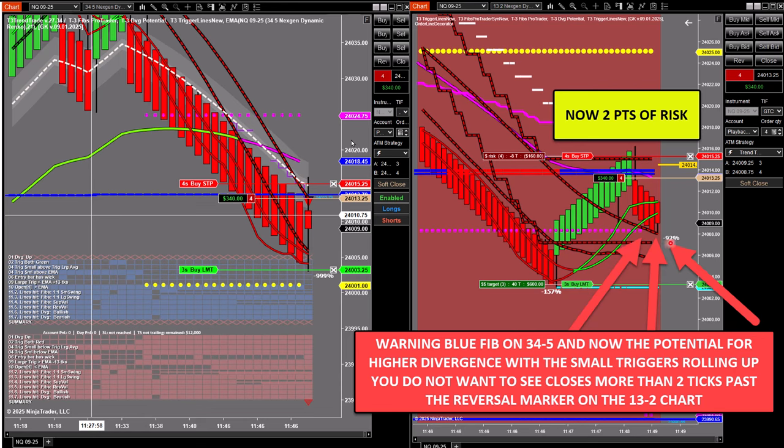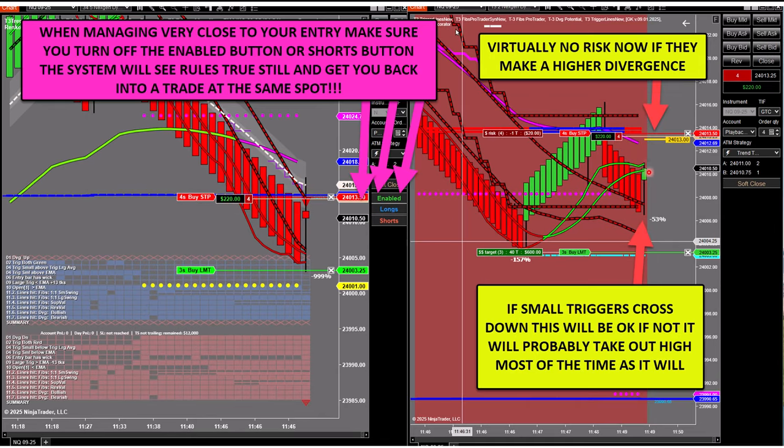You don't know if it's going to be actual or not, but higher divergence will be actual, a couple ticks above the reversal bar marker on the smaller chart. So now we don't have to risk the full stop, we're down to 2 points of risk. And then ultimately it went down a little bit further, and a second higher divergence would put you in, basically you get to break even on this trade.